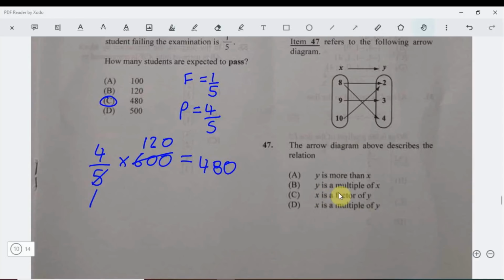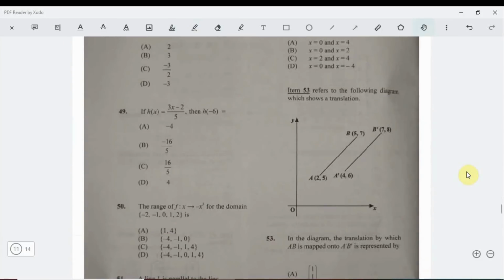Yes. X is not a factor of y? No. Y is not a multiple of x. Y is more than x? No. It's only option B. X is a multiple of y. Alright? X is a multiple of y.